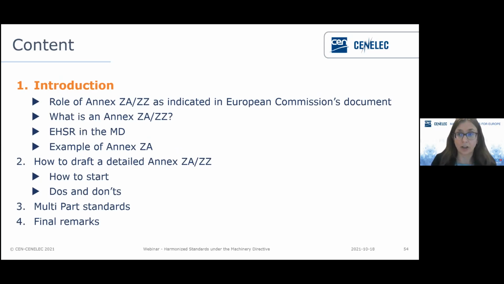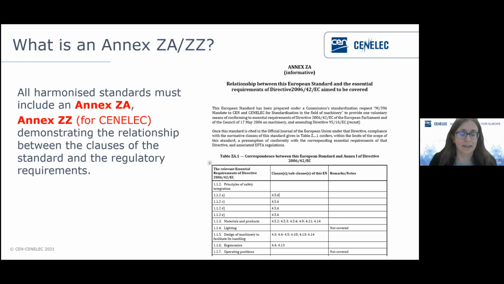For the purpose of this presentation, we'll use the term an informative Annex Z. In this way, we will cover the Annex ZA, as we call it in CEN, and Annex ZZ in CENELEC, because in CENELEC, the term Annex ZA is reserved for something else, a normative annex on the normative references. What is an Annex Z? This annex shows the correspondence between the requirements from the EU regulation and the clauses of the standards that aim to address these requirements.